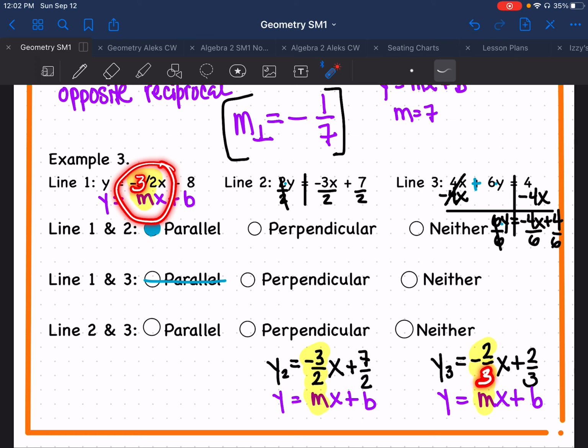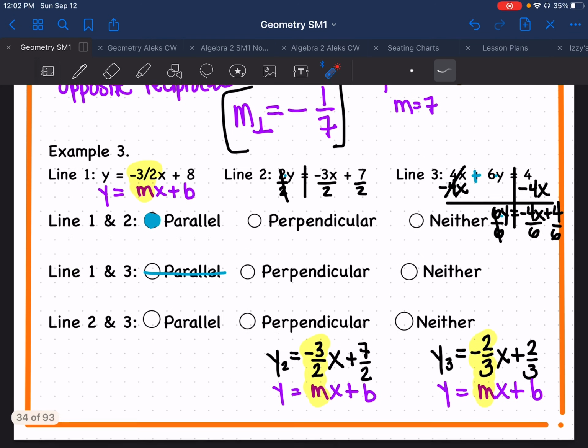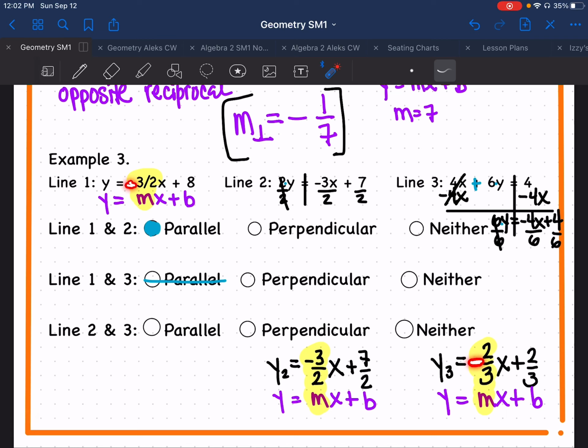3 on the top, 3 on the bottom, 2 on the bottom, 2 on the top. They seem to have done the flip. So are they perpendicular? If we go back and look at the graphic, for them to be perpendicular, they cannot be the same sign. They have to be the opposite sign. So let's go back and look. Negative, negative. That's the same. They are not perpendicular, which means they are neither. Yes, they flipped, but they have the same sign, not perpendicular.